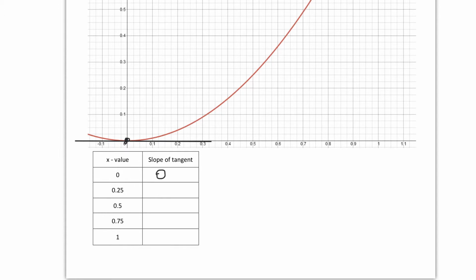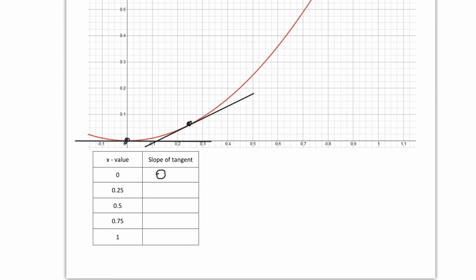Now let's go ahead and do a more interesting point. Let's look at 0.25. So that's halfway between 0.2 and 0.3. So the point we're looking at is right here on the graph. Now we need to draw a nice tangent line, so let's go ahead and do that. So there we go, we have a nice looking tangent line.